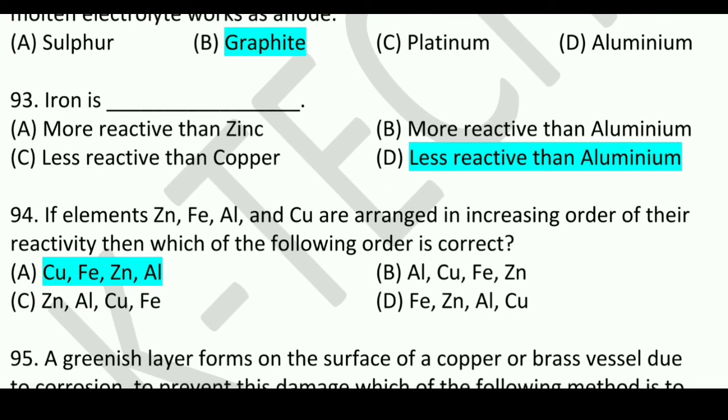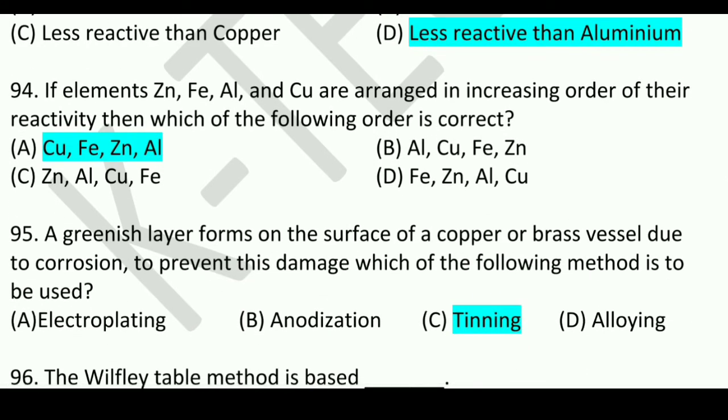Iron is dash. It is less reactive than aluminium. Next question. If elements zinc, iron, aluminium and copper are arranged in increasing order of their reactivity, then which of the following order is correct? The correct answer is copper, iron, zinc and then aluminium.